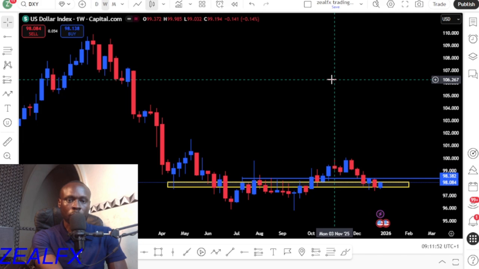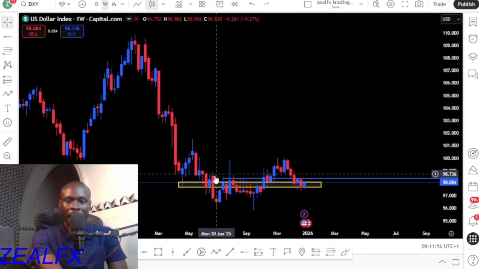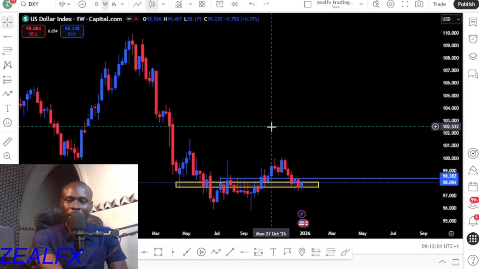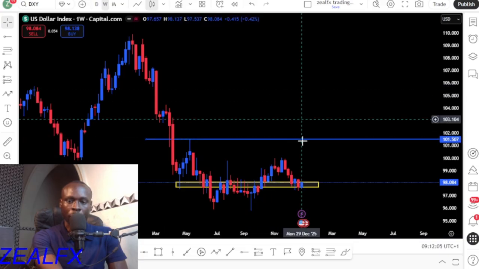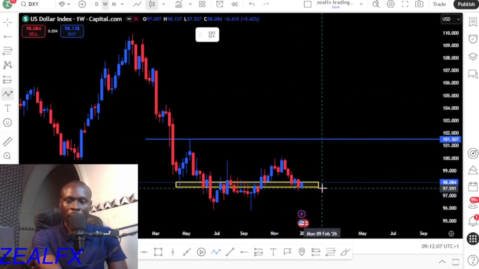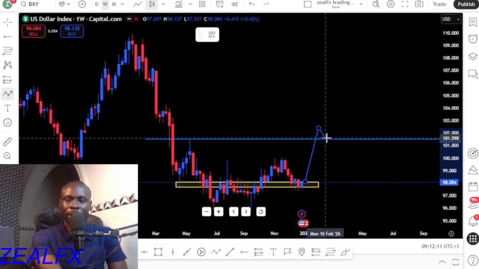So what's the structure of the dollar index on the weekly chart? Currently we have an inner structure for the dollar index on the weekly chart, but we need price to break this major level before we can see a major structure break on the weekly chart for the dollar index. Once we see a break of this high, then this shows that price has broken a major structure level.